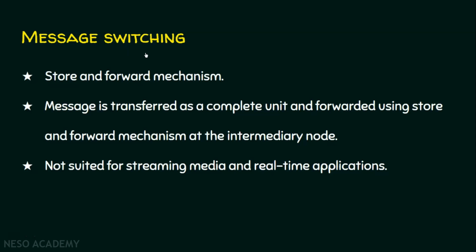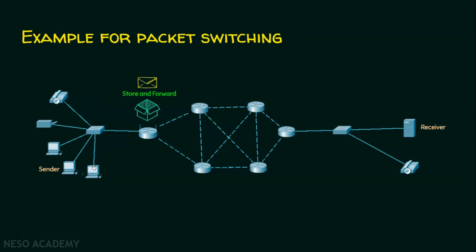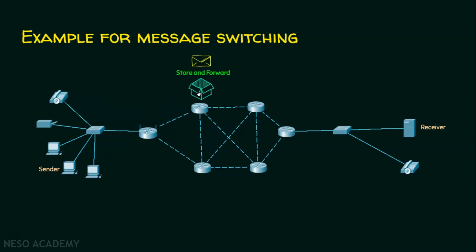We will see an example now. It will be clear for you. Suppose this is the sender and this is the receiver. If the sender wants to send a message, this big message is broken into individual pieces. And finally, all the individual pieces are collected and stored here. After getting the complete message, then comes the forward phase. So first it stores all the pieces and then it forwards. So the complete message is stored and then it is forwarded. This is an example of message switching. And if you observe, the message has reached the receiver now.